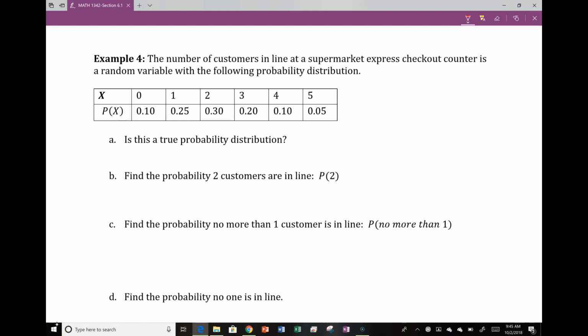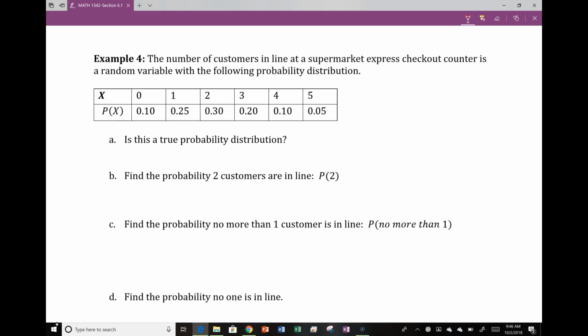We want to continue working with discrete probability distributions. So for example 4, we have the number of customers in line at a supermarket express checkout counter. So we have 0, 1, 2, 3, 4, and 5. The probability that 0 people are in line is 0.10, or 1/10. The probability that 1 person is in line is 0.25, or 25 hundredths. 2 people is 0.3, 3 people is 0.2, 4 people is 0.1, 5 people is 0.05.